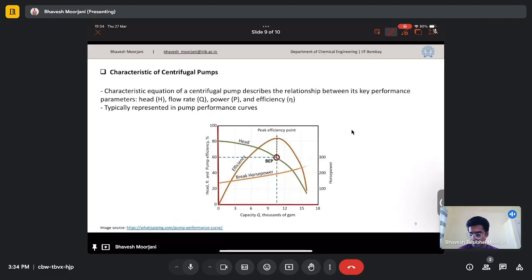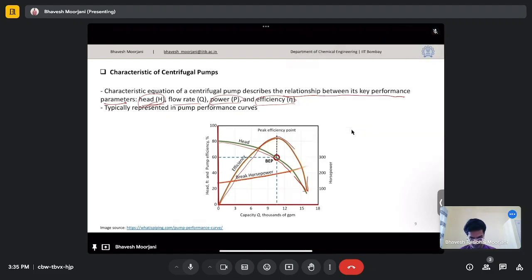Now when we talk about the characteristic of the centrifugal pump, as I said previously, it refers to the relationship between the key performance parameters. So what are these parameters? They are head, flow rate, power and efficiency. Generally the head, power and efficiency are plotted against the flow rate. As you can see in this diagram, we have head versus flow rate, power versus flow rate, and then efficiency versus flow rate. So we have these three plots ready.